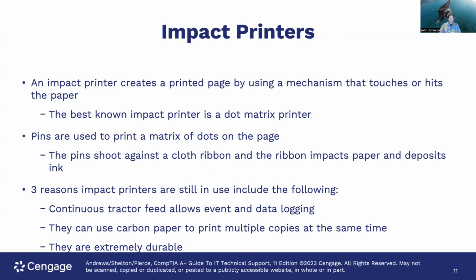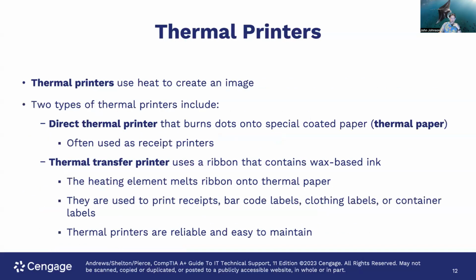Three reasons that impact printers are still used today: they have continuous tractor feed, allowing event and data logging. Instead of, like with a LaserJet printer, printing the whole page, if you want something that just keeps track of each thing line by line, an impact printer is great for that because it feeds line by line. They can also use carbon paper to print multiple copies at the same time, so you get multiple copies instead of having to run the print job over and over. And they're also extremely durable. That printer that I was talking about is probably still around somewhere.